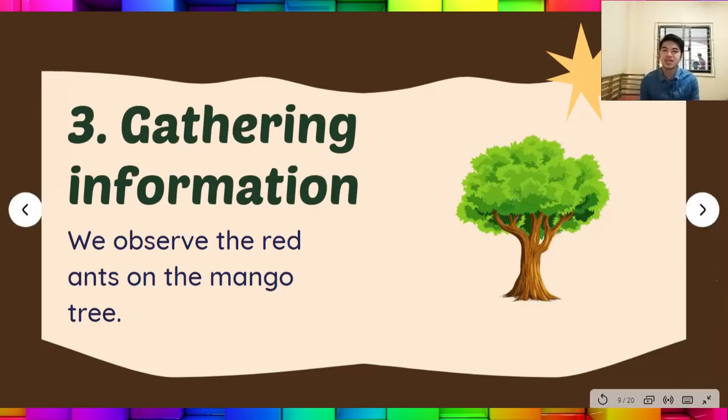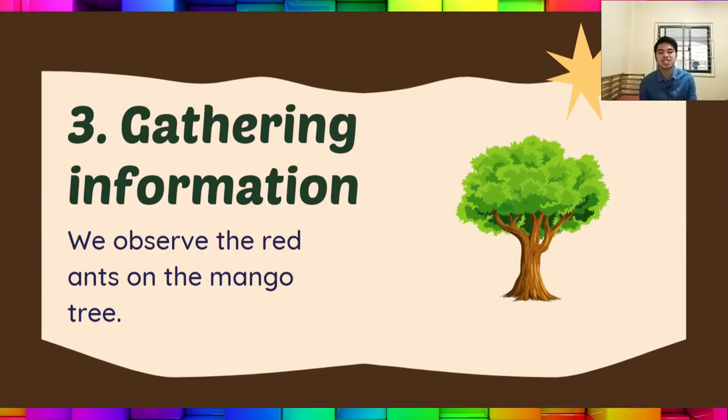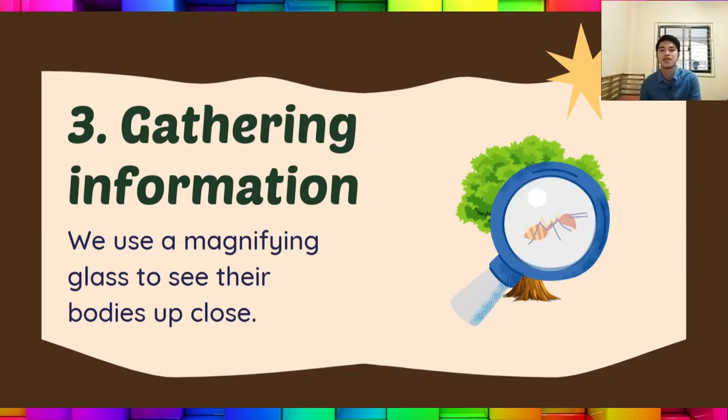And the next step is gathering information. In gathering information, we observe the red ant. We observe the object that we are curious about, or that we want to learn more information about. For example, since we are curious about the red ant, what we are going to do is observe the red ant on the mango tree. Since we can see the red ant on the mango tree, we are going to a mango tree and look for an example of a red ant. We can also use a magnifying glass so we can see it closer. For objects or things that are too small, we can use a magnifying glass so we can see it more up close.